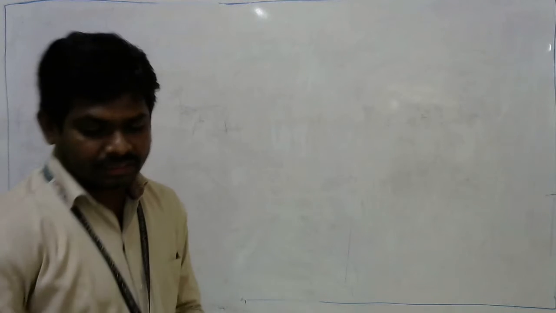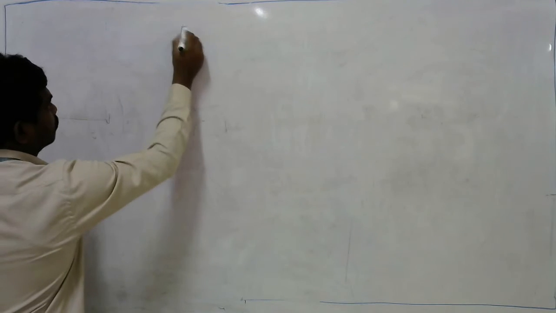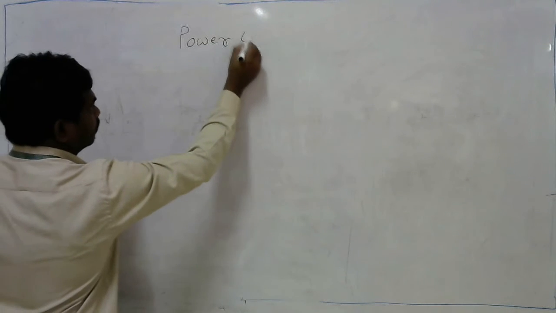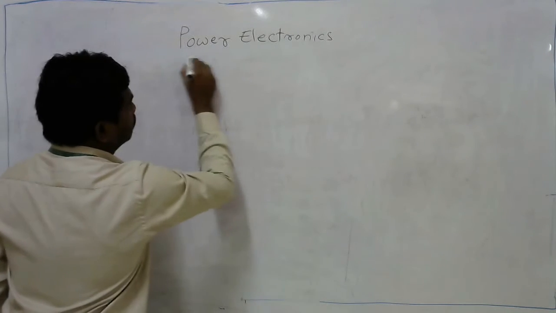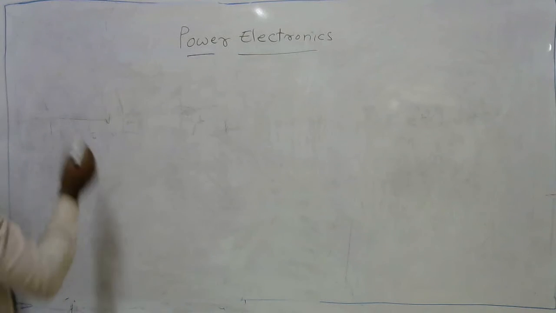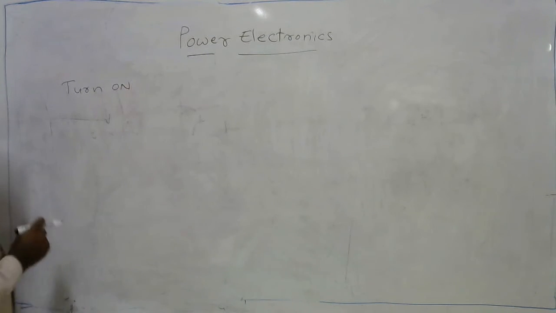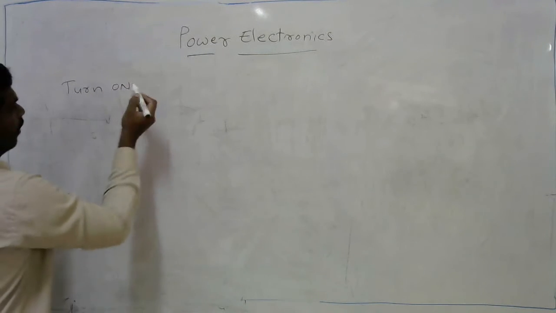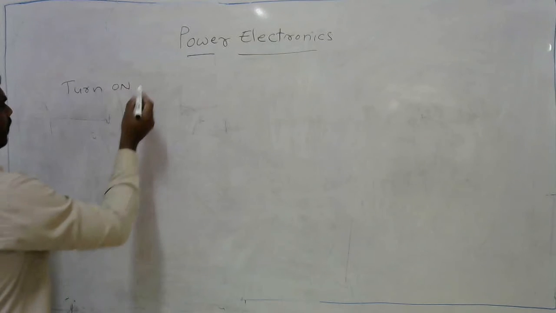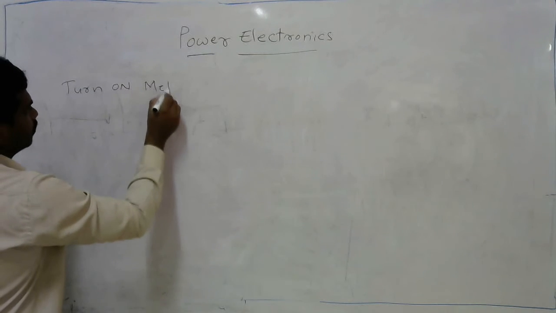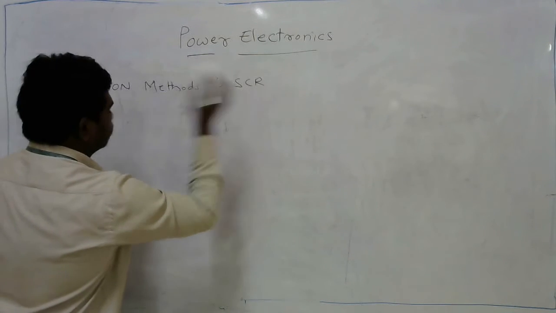In this video, I am going to explain turn-on methods of SCR. The course is Power Electronics. The other names for this topic are triggering methods of SCR and firing methods of SCR. We can call it in different ways: turn-on methods of SCR.